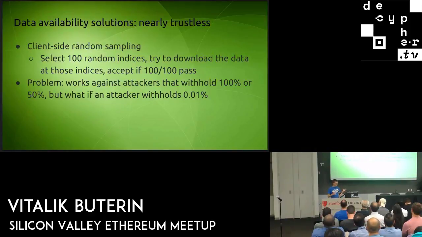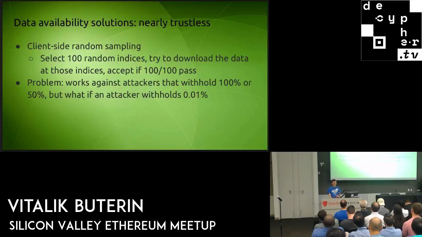So this works well against attackers that try to withhold all of the data, or against attackers that try to withhold half of the data. What it does not work well against is attackers that try to withhold a tiny piece of data, right? So if an attacker withholds only one single transaction, then this kind of random sampling is not going to work. And so a client is going to have to download everything in order to verify that there isn't a single missing transaction.